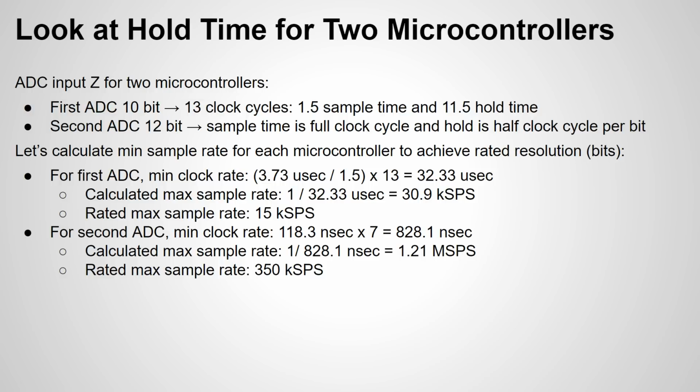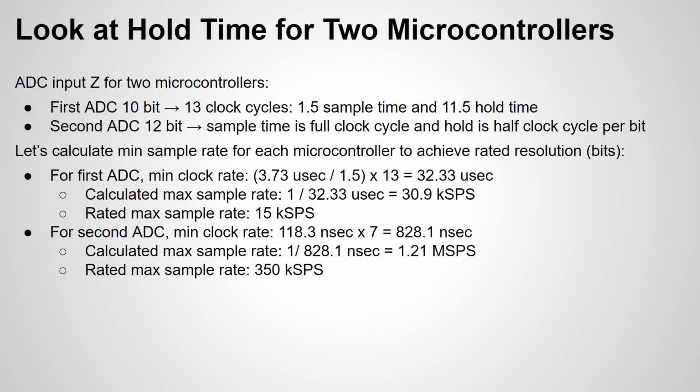Okay, so let's calculate the overall minimum sample rate for each microcontroller to achieve the resolution based on the specs and the value of its RC time constant. Once again, this is not necessarily the spec time. In fact, I show you what the spec time is for the maximum sample. This is what we're going to calculate. So, minimum clock rate we need, we can get it by doing the time it takes to make a sample and divide it by 1.5, because that's what they say the sample time is in clock cycles. And then we times it by 13 to get the total time.